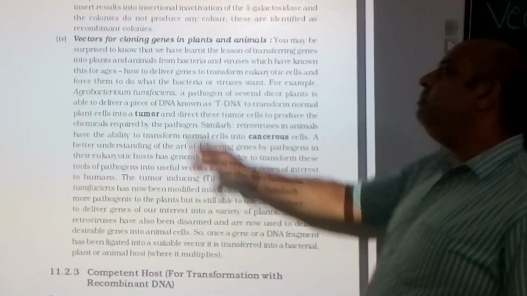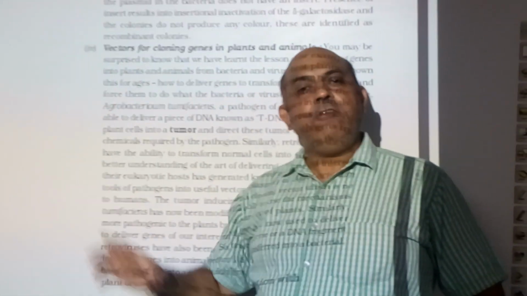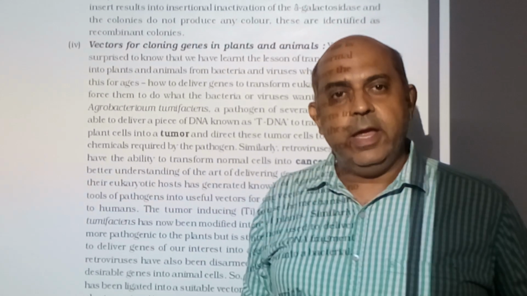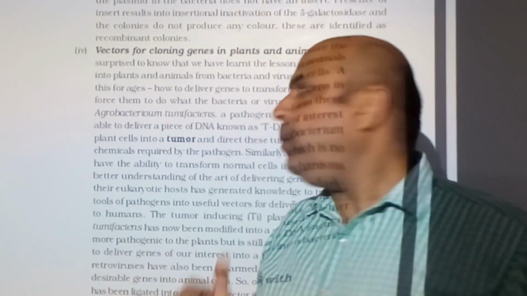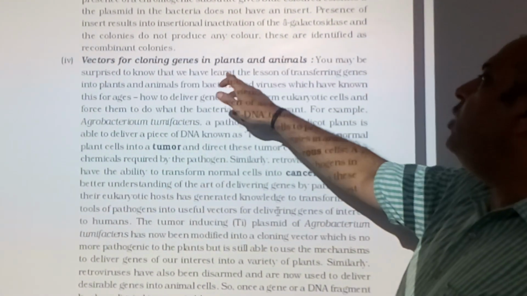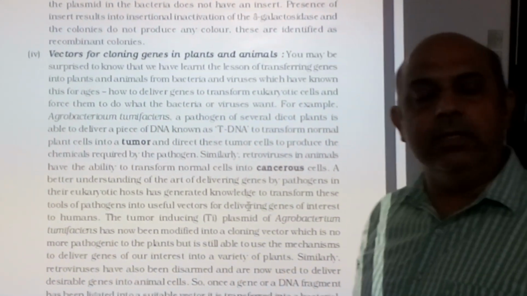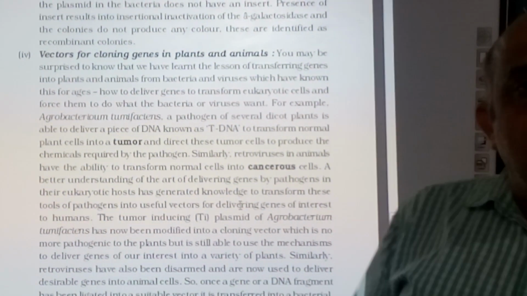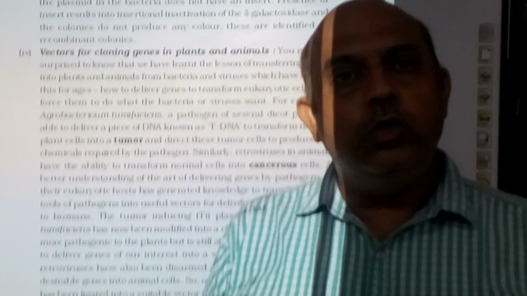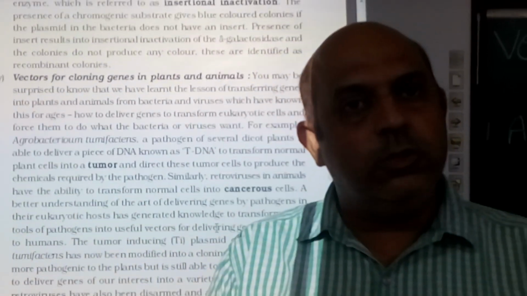This point number 4 is not a feature of cloning vector. It is a new topic. And the topic is vectors for cloning genes in plants and animals. A number of vectors are used to clone plants and animals.